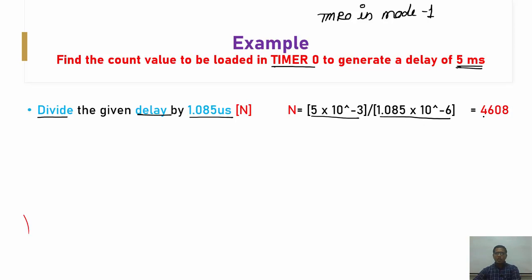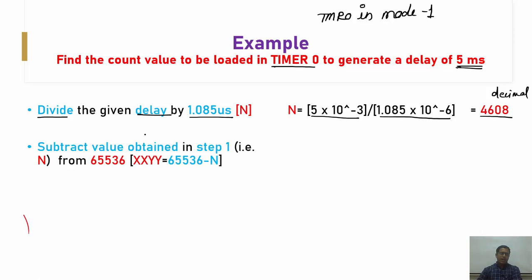The obtained result is 4608 after doing the first step. This is the value of n, and this value of n is a decimal number. Simple: divide the given delay by 1.085 microsecond. The delay is 5 milliseconds, so 5 milliseconds divided by 1.085 microsecond gives the value 4608.